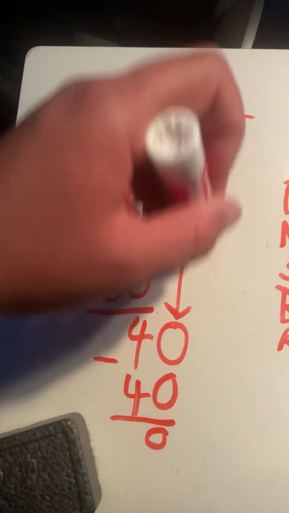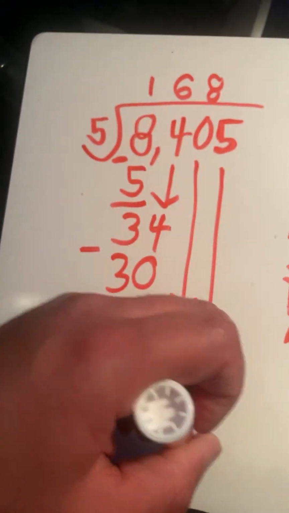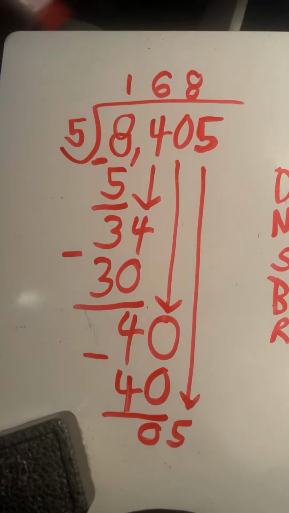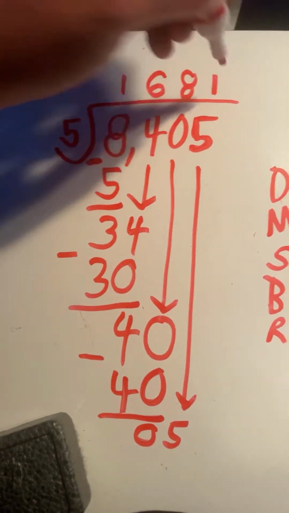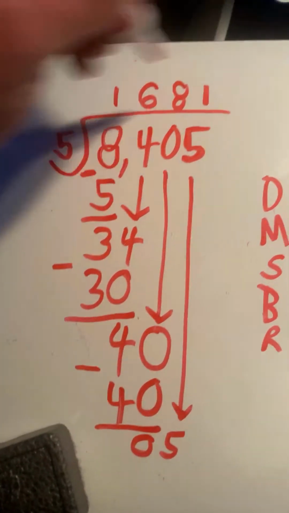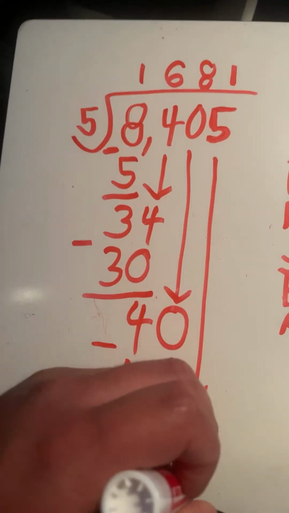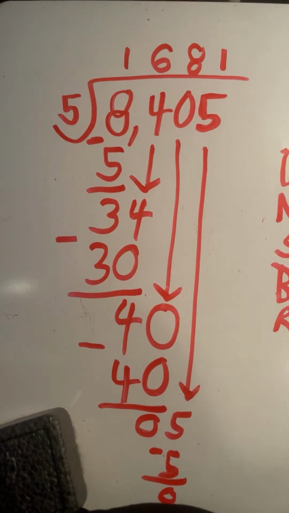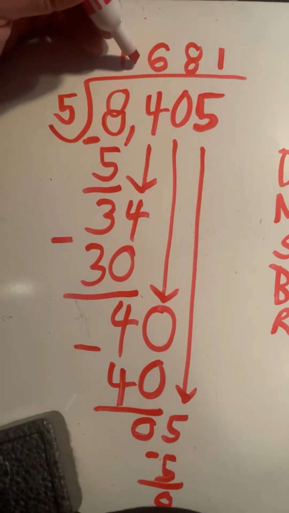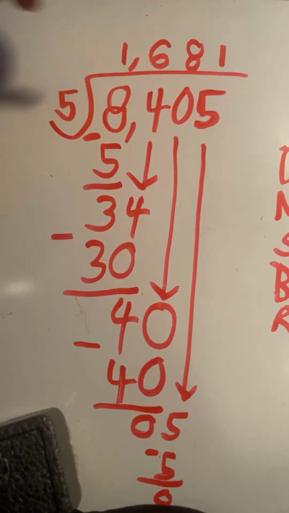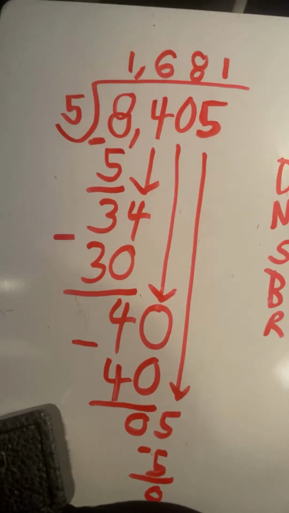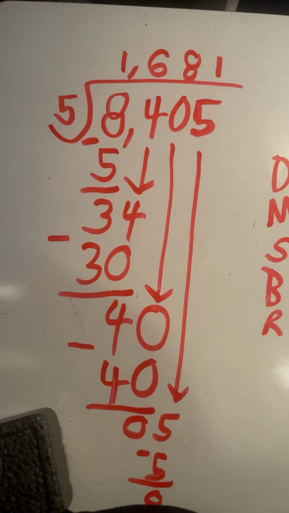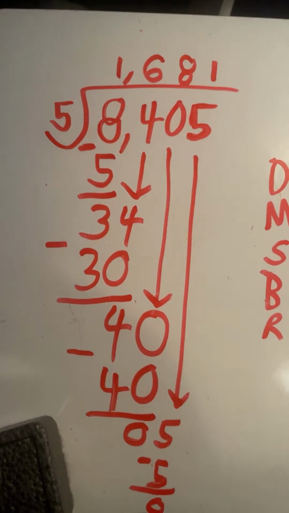And next we bring down the 5. 5 divided by 5 equals 1. 1 times 5 equals 5. 5 minus 5 equals 0. So this answer ended up being a whole number. Shout out to the person in the chat that put the answer in the chat. That person was correct. 8,405 divided by 5 equals 1,681.